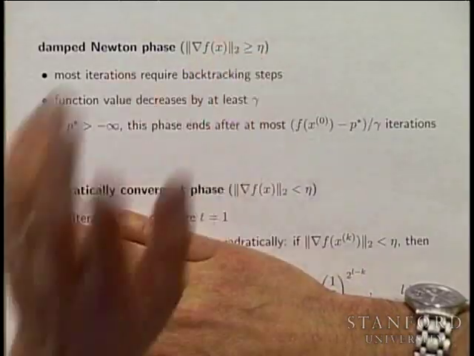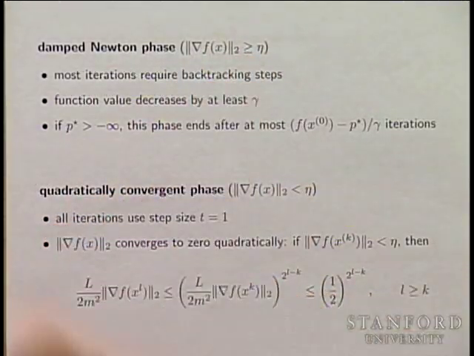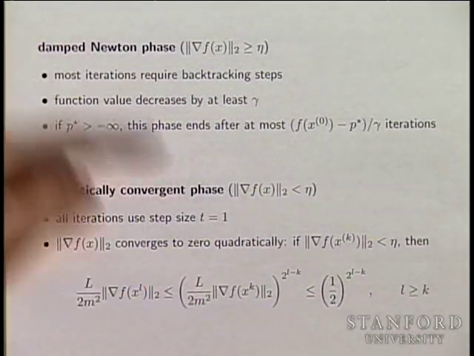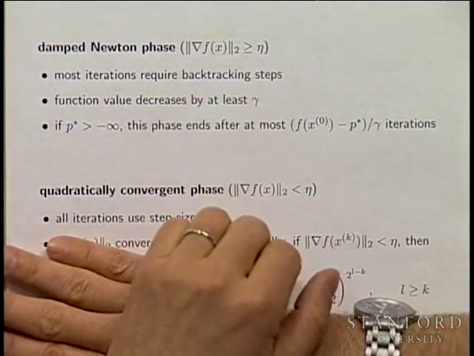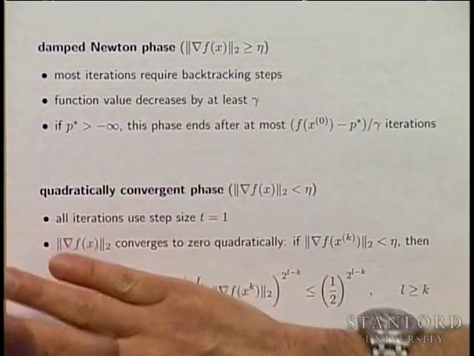Okay, so let's look at how this works. Now, when you're in the so-called damped Newton phase, it means you actually require backtracking steps. It means that a full Newton step, you actually have to backtrack from t equals 1 to something smaller. And the function value has to decrease by at least gamma.